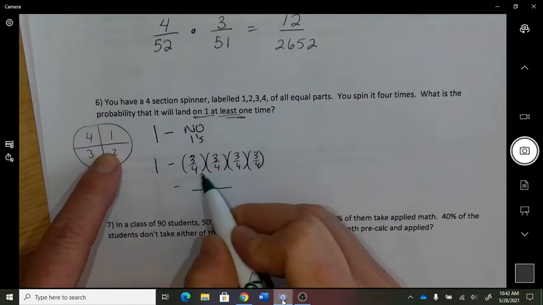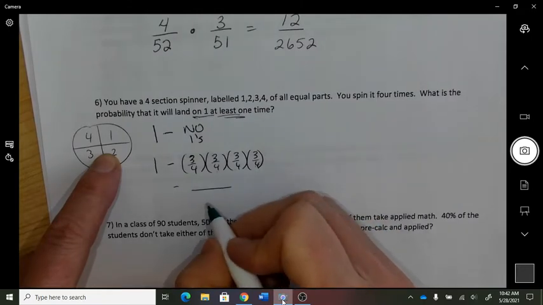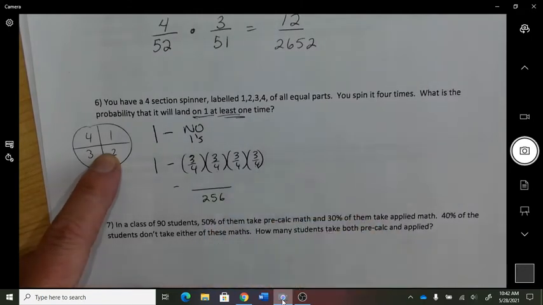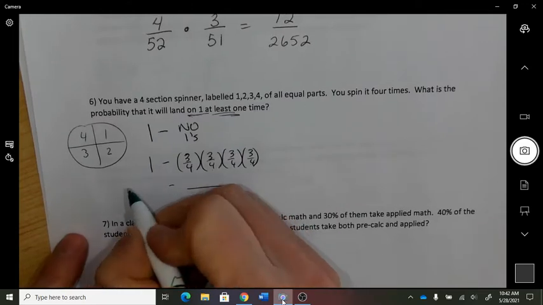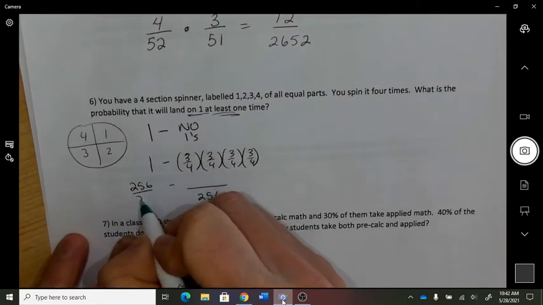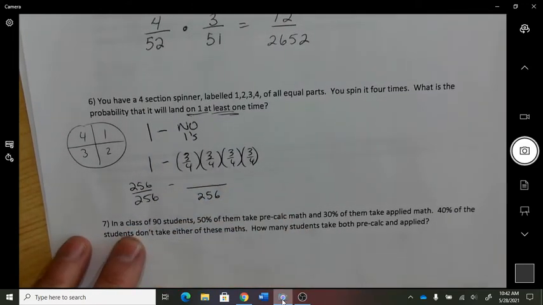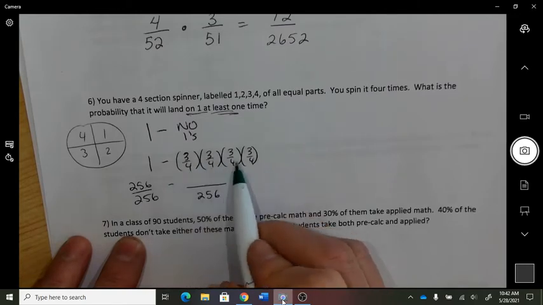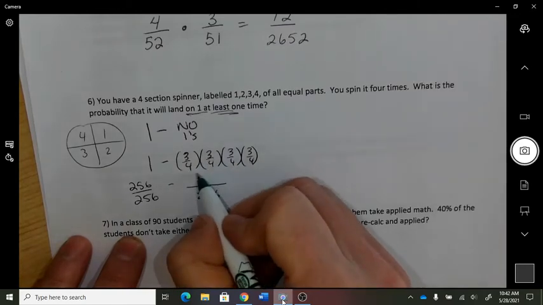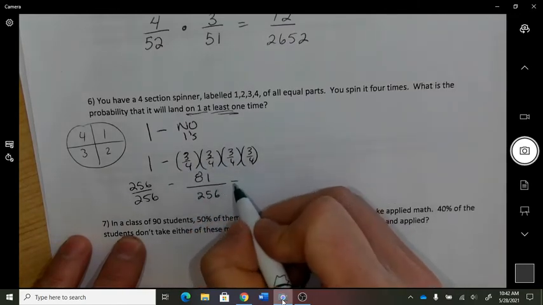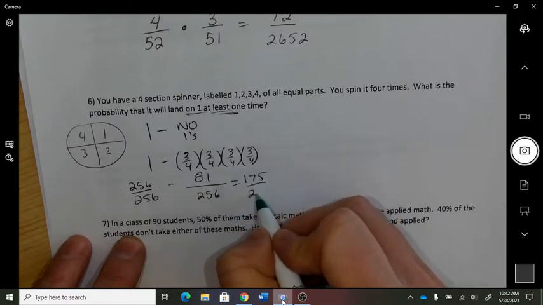So 4, 4, 4, 4 is going to make a 256 on the bottom. So I'm also going to write this as a 256 over 256. 3, 3, 3, 3. That makes 81. So there's my probability.